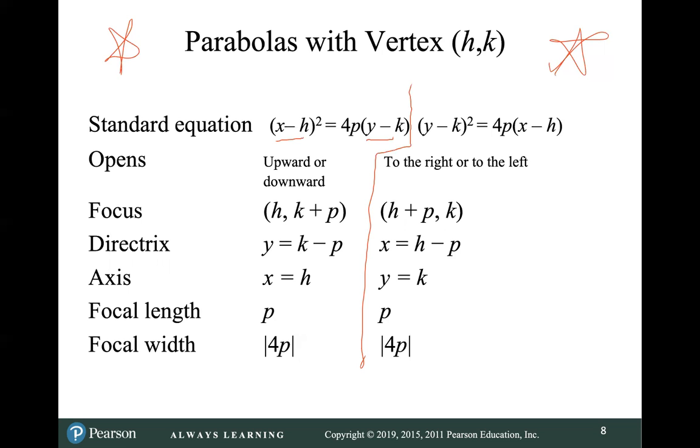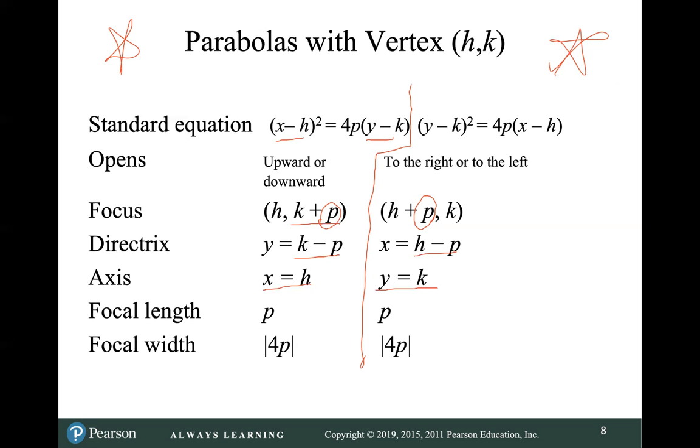It's still a distance p away from the vertex. If our parabola is opening sideways, the p gets added to the x value instead. The directrix is going to be k minus p, just like the focus was k plus p, because those are the same distance away from the vertex. Same thing if it goes sideways. The axis of symmetry is still x equals h or y equals k, the same as we saw in algebra. Focal length has not changed, it's p, and the focal width has not changed, it's the absolute value of 4p.